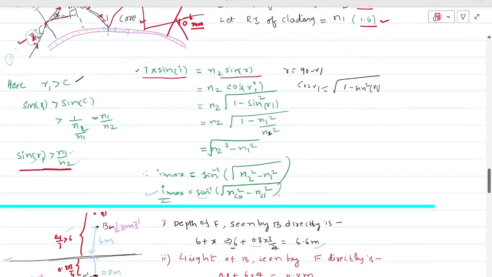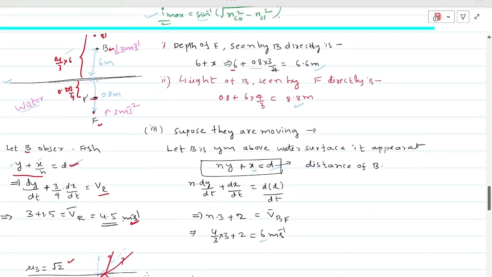You can check. Now another application on plane surface. This is related to the apparent depth and real depth concept. There is a bird and there is a fish. Positions are given as 6 meters and 0.8 meter: the fish is inside the water at 0.8 meter and the bird is 6 meters above the surface. Now both are looking: the bird is observing the fish and the fish is observing the bird. It is as if there is a fight between the bird and the fish.